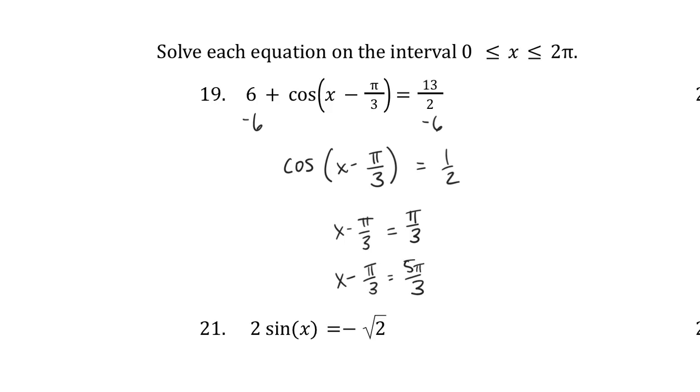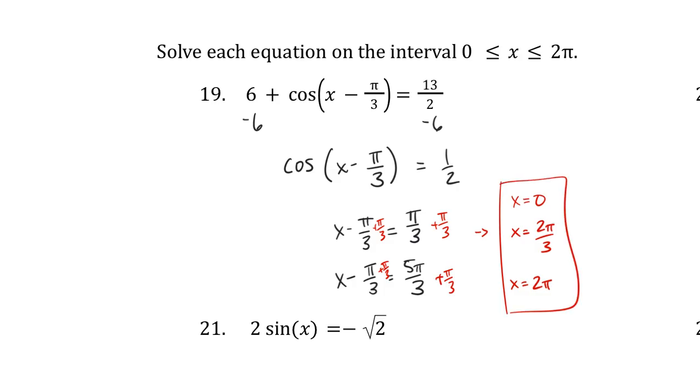So then we have to add pi over 3 to each of these, which is going to give me x equals 2 pi over 3 and x equals 6 pi over 3, but 6 pi over 3 just reduces to 2 pi. Okay, if 2 pi is the solution, then 0 is too, because 0 and 2 pi point to the same place.